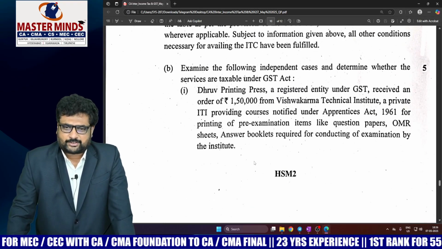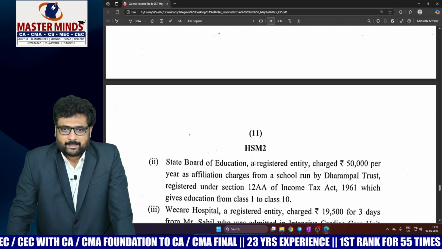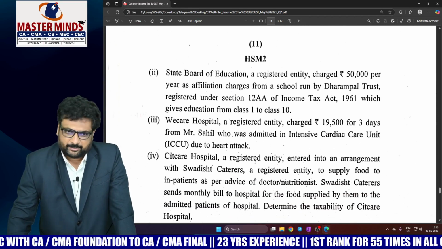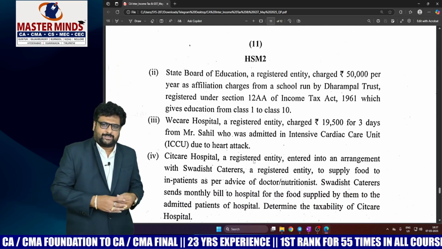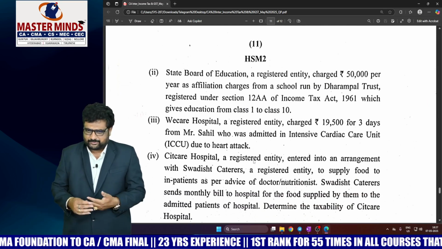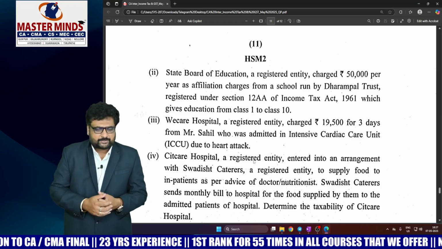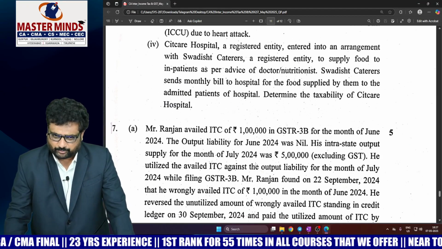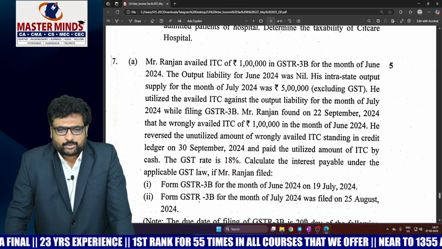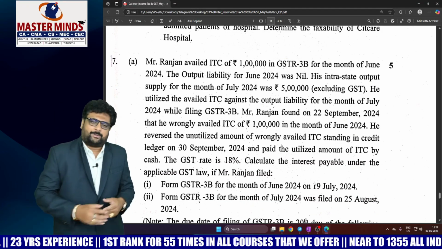And this one is with respect to exemptions, ma'am. With respect to examination, State Board of Education, hospital, that is healthcare services. That means education and healthcare services mixed was asked in this. So I think it is a moderate one. It is the only difficult one, 7A, according to my opinion.